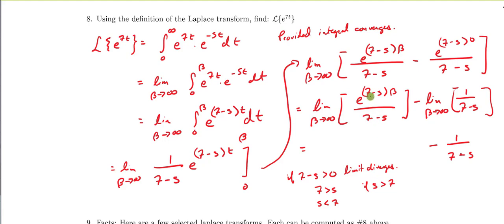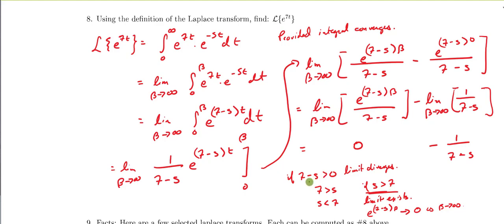If s is greater than 7, then what are we saying here? Well, the expression 7 minus s would be negative, so we'd have e to a minus large positive number, and e to the minus large positive number is approaching 0 as beta approaches infinity. So if s is greater than 7, the limit exists, because e to the (7 minus s) beta will approach 0 as beta approaches infinity. So we end up with 0 for this term here, provided s is greater than 7.